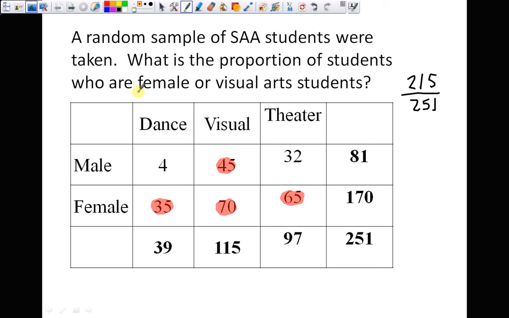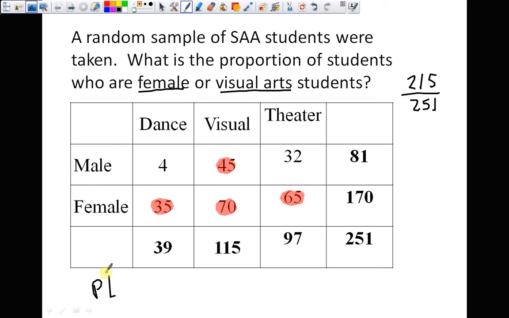A is going to be female, and B is visual arts students. What we're saying is the probability that we're female or visual arts. I'm going to use this formula and show that the formula holds. Now, definitely the easiest way to do this, if you're looking at a table, is to do what we just did. Add up those four numbers, divide by the total, and that is your answer.